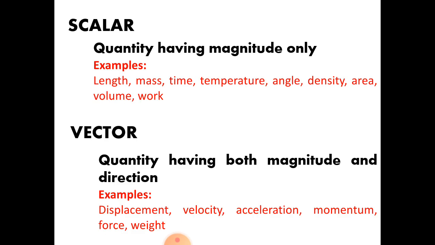Scalar. Quantity having magnitude only is called a scalar quantity. Length, mass, time, temperature, angle, density, area, volume and work are some examples of scalar quantities. Quantity having both magnitude and direction is called a vector quantity. Displacement, velocity, acceleration, momentum, force and weight are some examples of vector quantities.